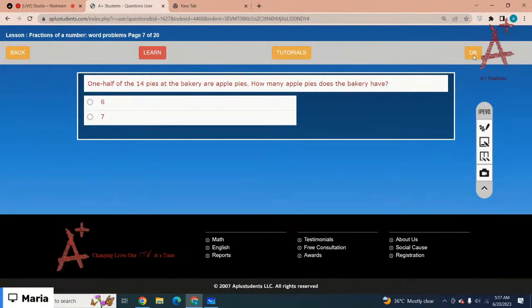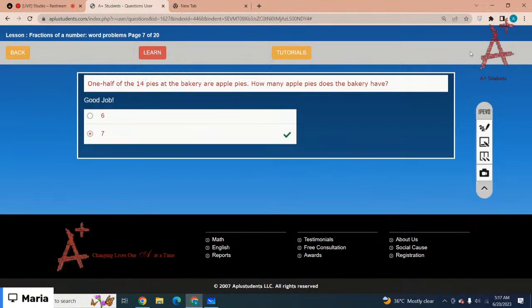Okay, the next one is: one half of 14 pies at the bakery are apple pies. How many apple pies does the bakery have? So half of the 14 is simply 7. Got it? That means 7 of the pies in total are apple pies. The correct option is 7.